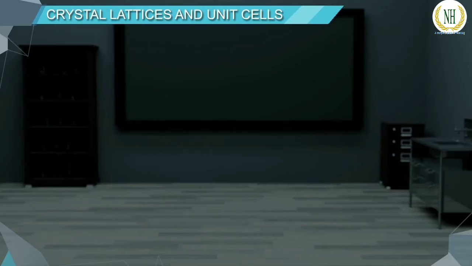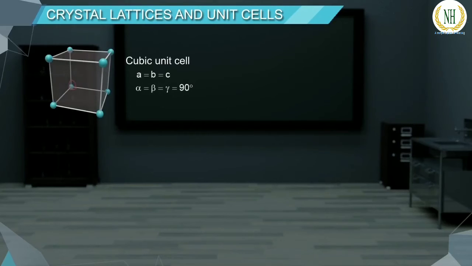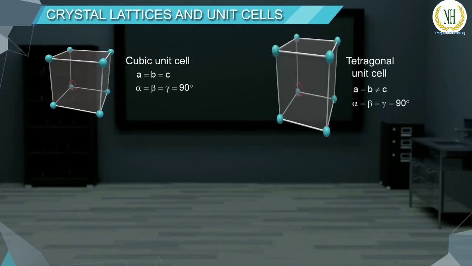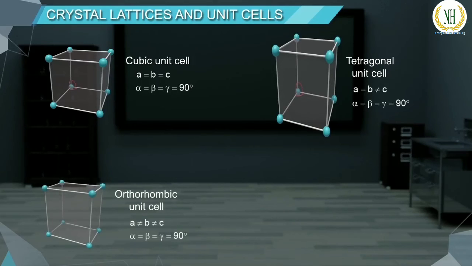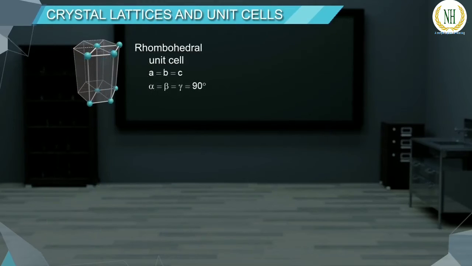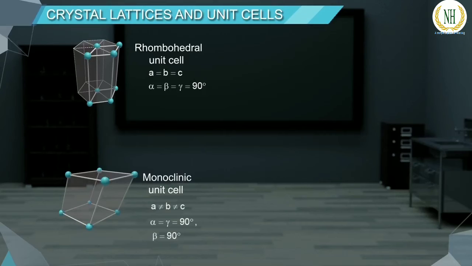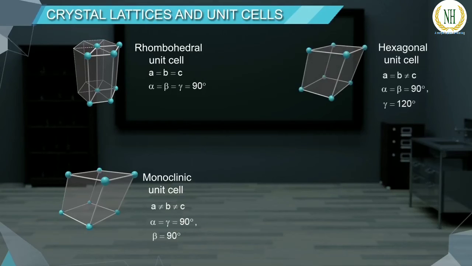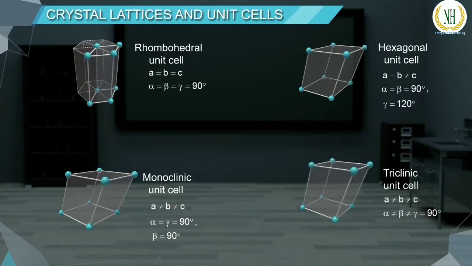They are cubic unit cell, tetragonal unit cell, orthorhombic unit cell, hexagonal unit cell, rhombohedral or trigonal unit cell, monoclinic unit cell, and triclinic unit cell.